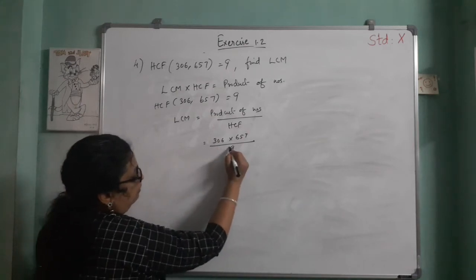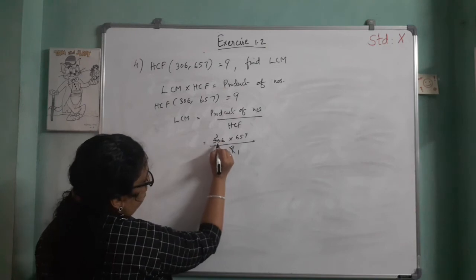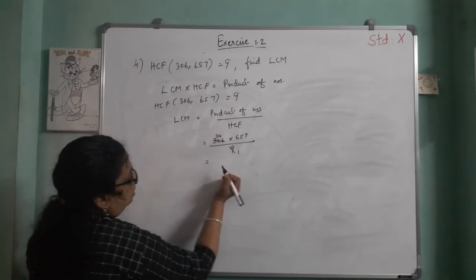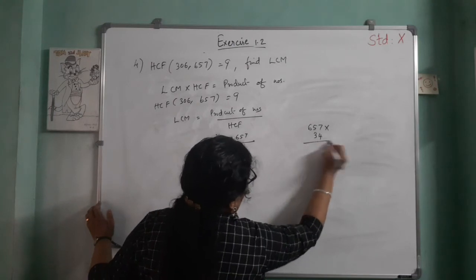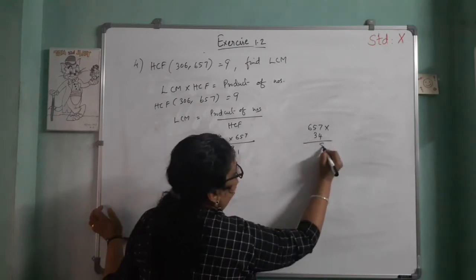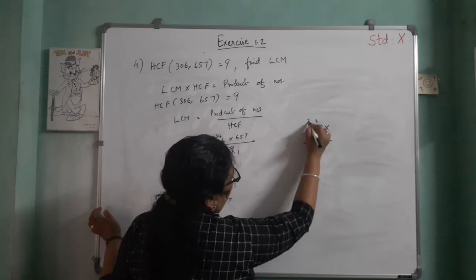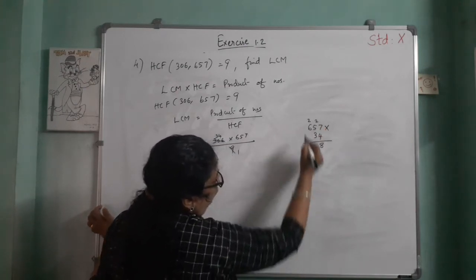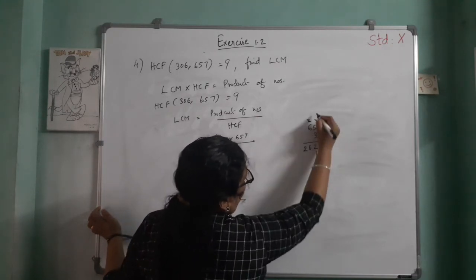So in the 9 table, we can cut 9 1 times here, 9 3 times 27, then 36, 4 times. So the answer is 657 into 34. We can multiply: 4 sevens are 28, 2 here. 4 5s are 20 plus 2, 22, 2 here. 4 6s are 24 plus 2, 26. Then 3 sevens are 21, 2 here.